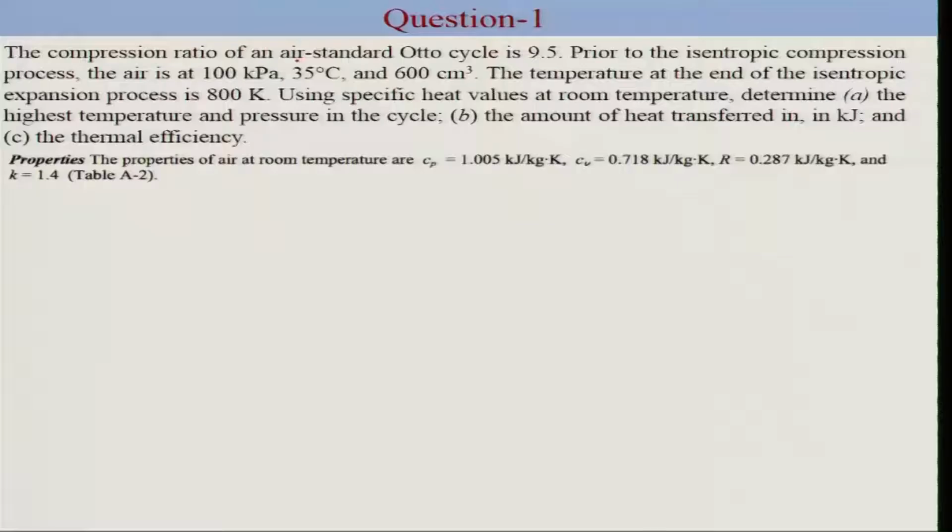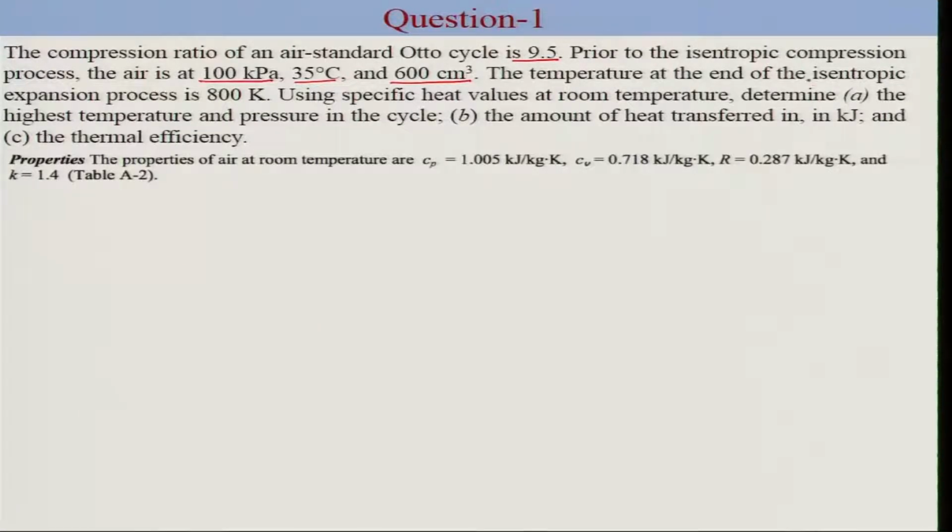Welcome to this tutorial. Today we will go through a few examples based on gas power cycles such as Otto, diesel and Brayton. So let's start with the first question. The compression ratio of an air standard Otto cycle is 9.5. Prior to the isentropic compression process, the air is at 100 kilopascal, 35 degree centigrade and 600 centimeter cube.